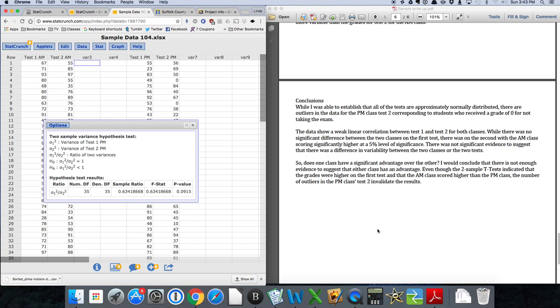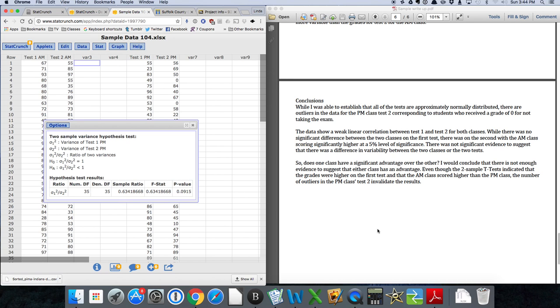The data showed a weak linear correlation between test 1 and test 2 for both classes. While there was no significant difference between the two classes on the first test, there was on the second, with the AM class scoring significantly higher at a 5% level of significance. There was not significant evidence to suggest that there was any difference in variability between the two classes or between the two tests. So I don't have a whole lot to go on here.